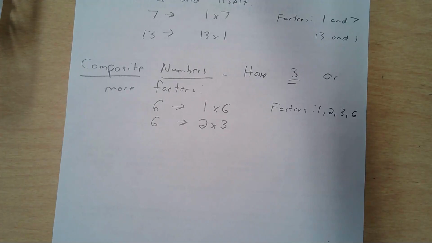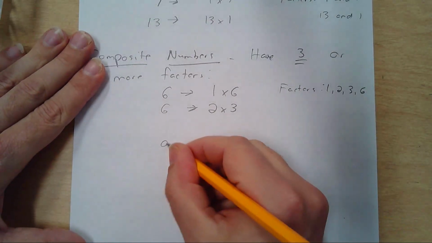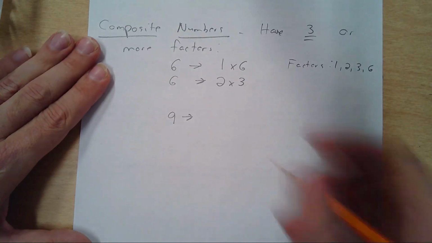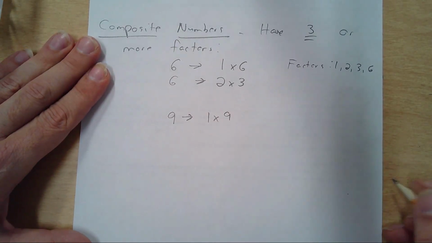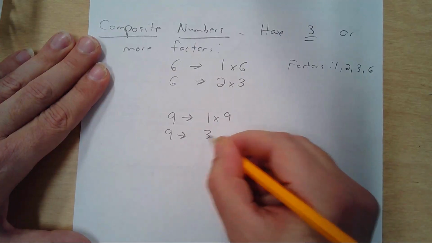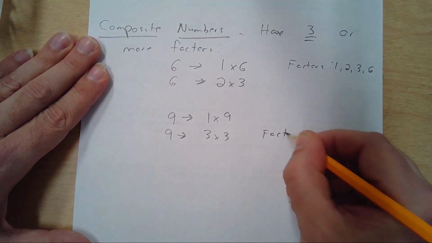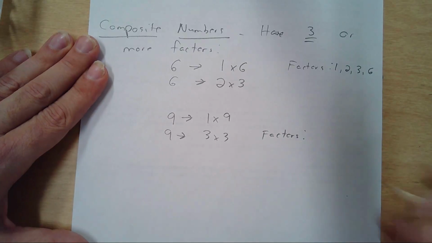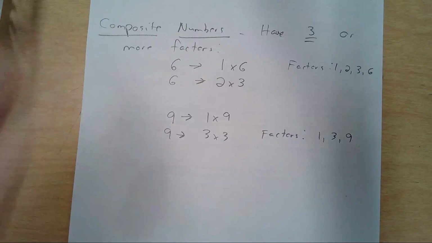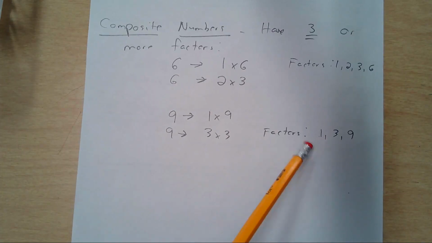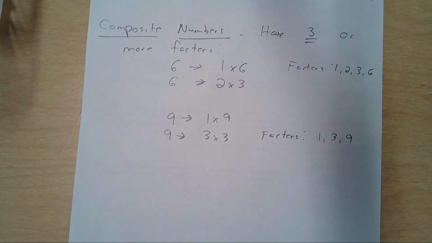What about the number 9? 1 times 9 and 3 times 3. So if I say what are the factors of 9, I would say 1, 3, and 9. So 3 or more factors, all of them. Basically any composite number will be divisible by something other than itself and 1, 2, 3, whatever it may be.